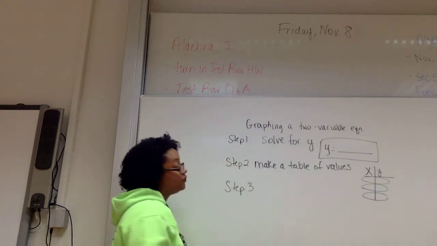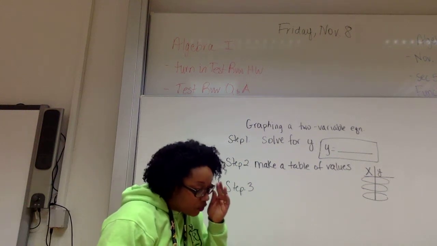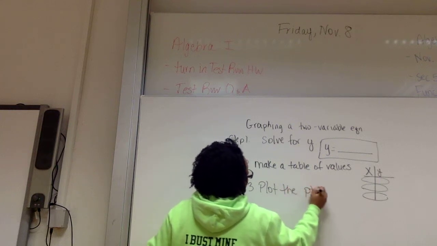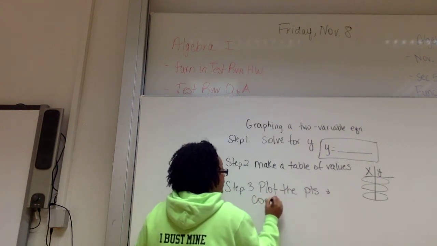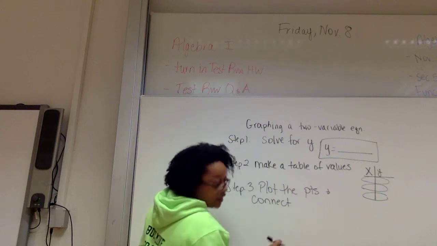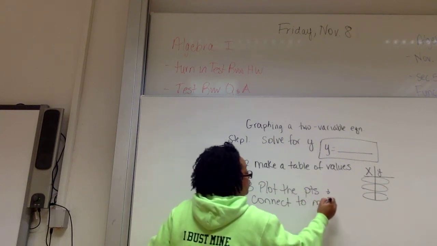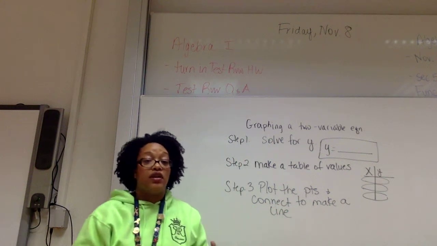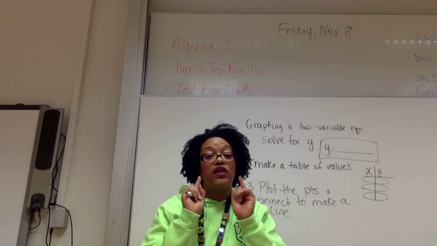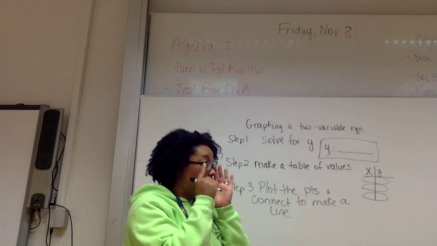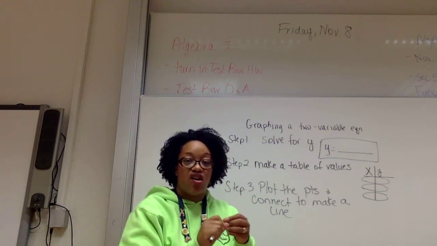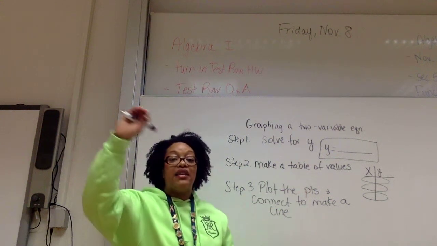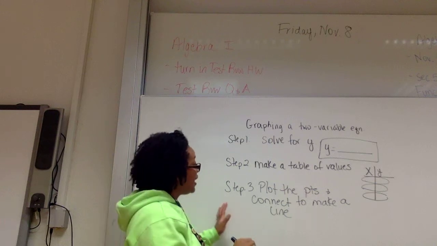So that's step 2. Step 3, we're going to plot the points and connect to make a line, to make a straight line. So this is when you'll need to get yourself a straight edge. You can get a little ruler like the kind we used the other day in class. You can use just the edge of your ID card or your bus pass or something like that to connect those points and make a nice straight line. Okay, so that's the last step.